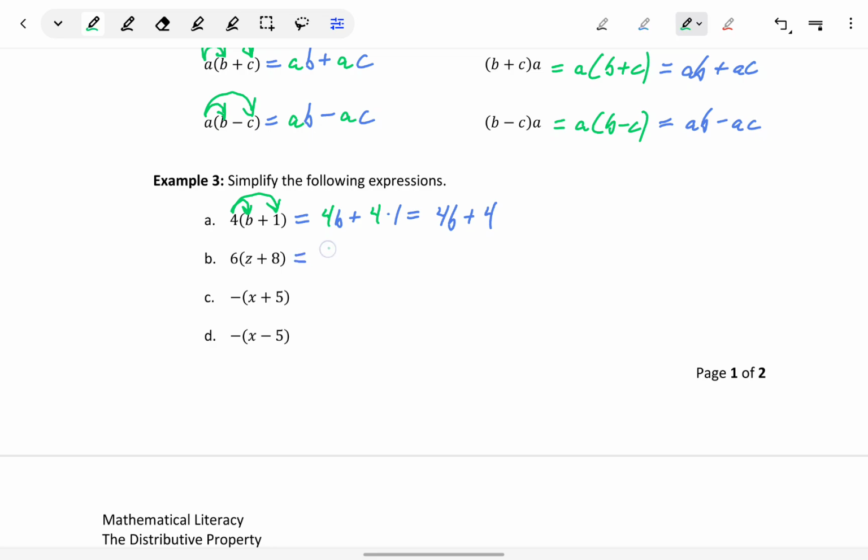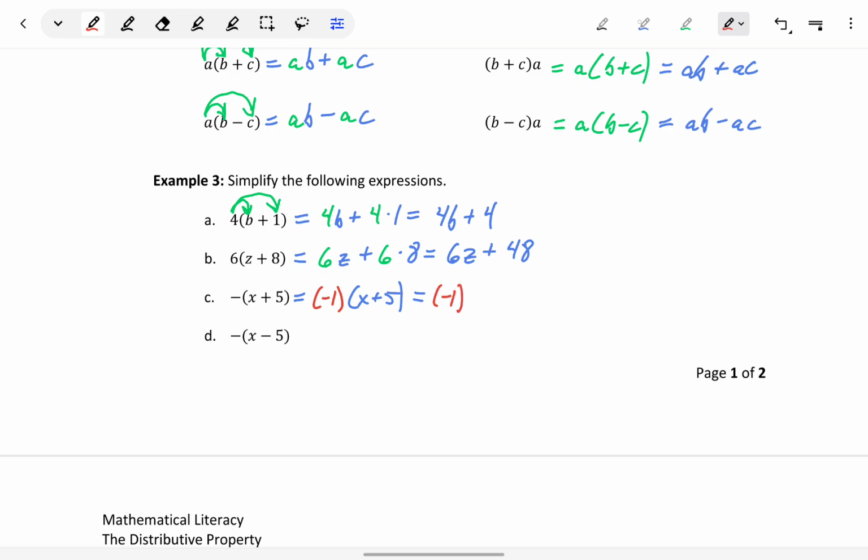Similarly, in part B, we would come up with 6 times z plus 6 times 8, which would be equal to 6z plus 48. In part C, we have a slightly different situation. Rather than having a number out front, we just have a negative sign. But that negative sign is really just the value -1. Simplified a little bit, we don't write the -1, we just put that negative out in front, times x plus 5. So we would still take that -1 and distribute it through.